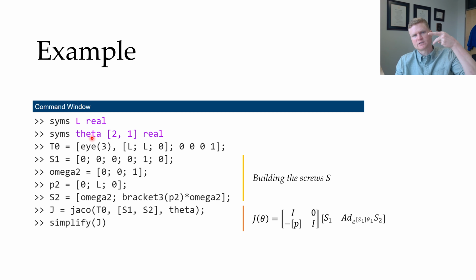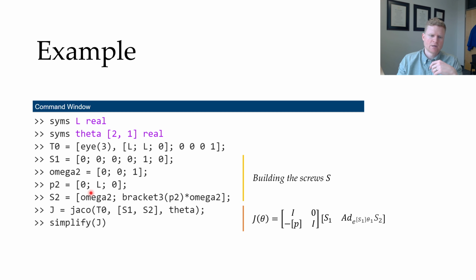Okay, next I inserted what we've already found together in this lecture. I put T of 0, that's my home transformation matrix with identity for rotation, L units to the right, L units up, and then 0 in the z-axis. So this is my home transformation matrix. I've got my first screw, and then I've got the steps for finding my second screw where I've got omega 2, P2, and then the formula at the bottom, omega 2 bracket of P2 times omega 2, and that'll give me my screw S2.